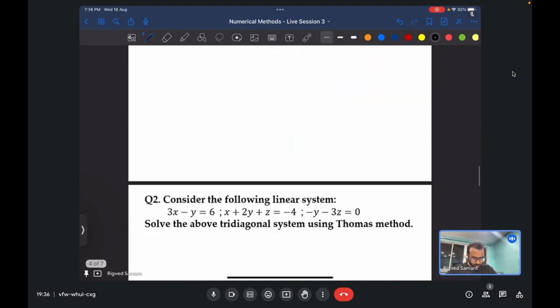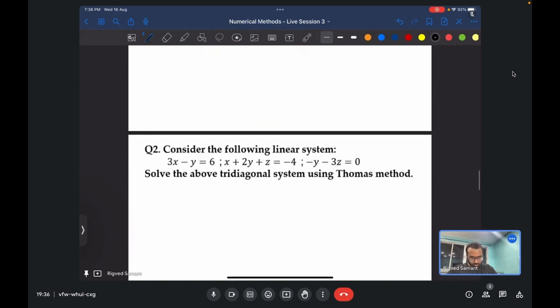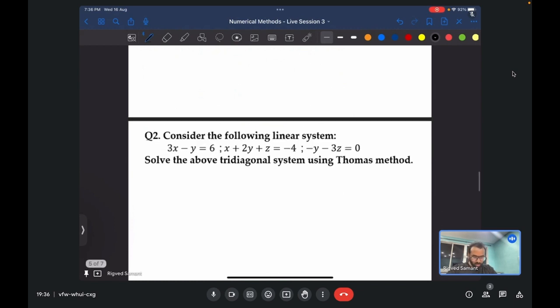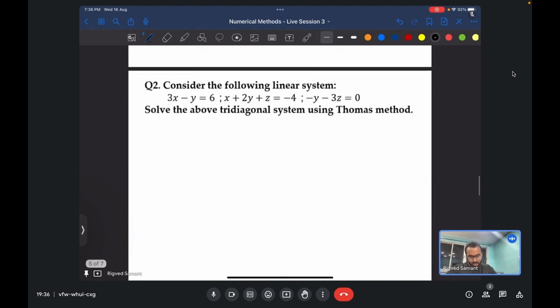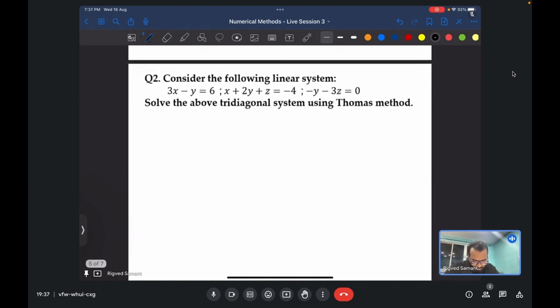So that is about your first question, Gauss elimination without partial pivoting and with partial pivoting, and why to use it. Then the second question is, consider this system of equations about a tridiagonal system using the Thomas method. So let's see what kind of a system this comes out to be.